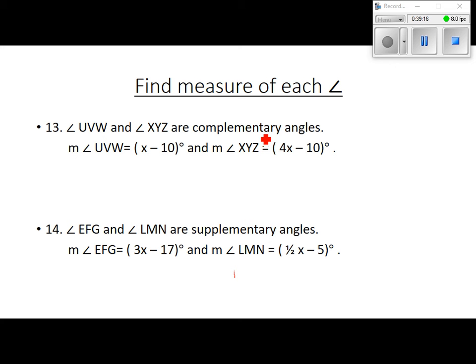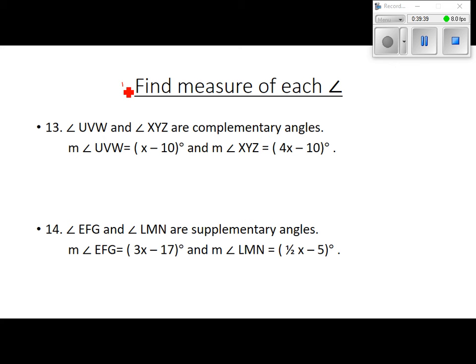Angle UVW and angle XYZ are complementary angles. The measure of angle UVW is x minus 10. The measure of angle XYZ is 4x minus 10. And they want us to find each angle, I think. Let's see, 13, make sure. 13, yeah, it's still finding the measure of each angle.